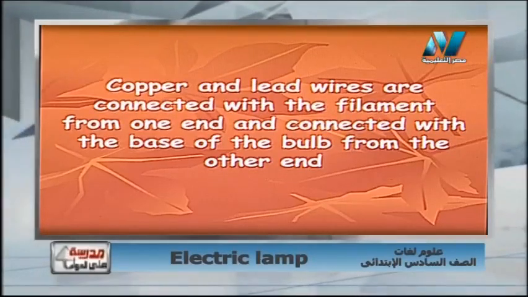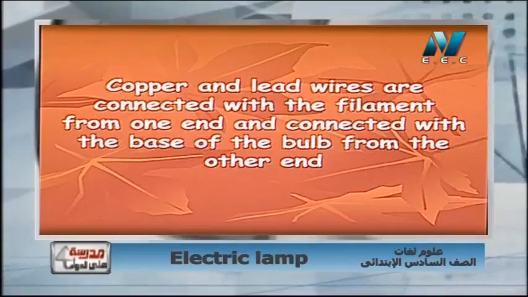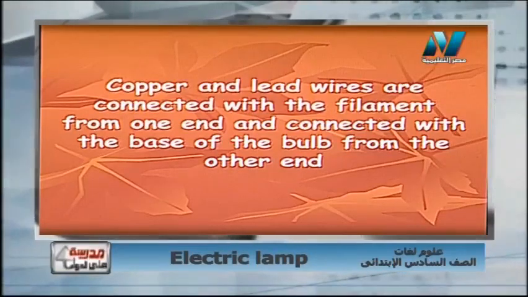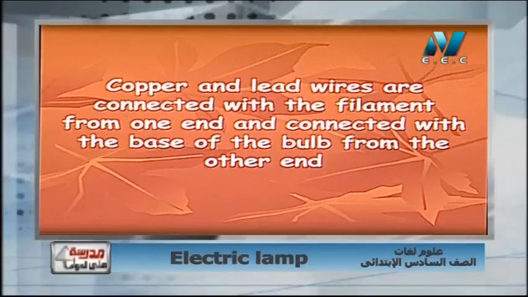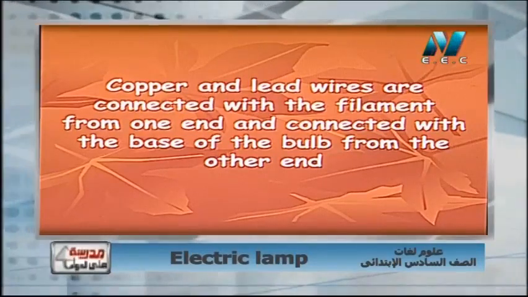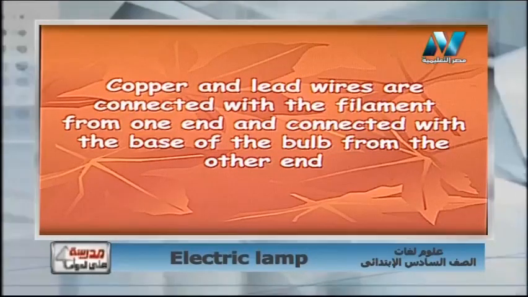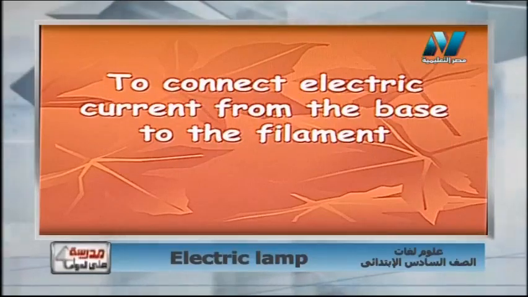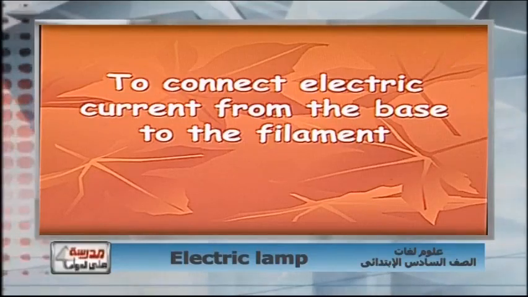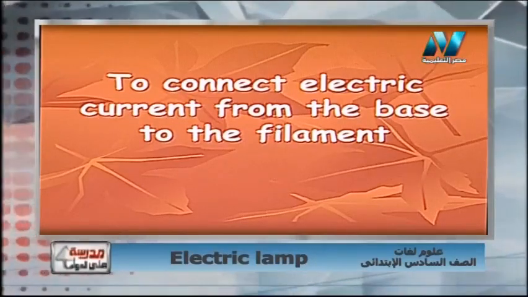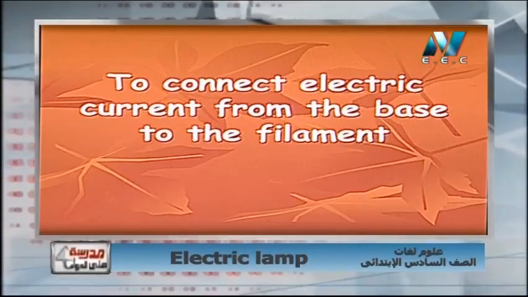Another question that says copper and lead wires are connected with the filament from one end and connected with the base of the bulb from the other end. التو كوبر ليد واير اللي شكلهم زي حرف الفي كده ليه بيتوصلوا في نهاية منهم بالتنجستن فيلامنت وفي النهاية الثانية بالبيز أوف ذا لامب. أكيد وظيفتهم كاري، يعني بيشيلوا التنجستن فيلامنت وكمان وظيفتهم إن هم connect electricity أو electric current from the base to the filament. يبقى وظيفتهم to connect electric current from the base to the filament.